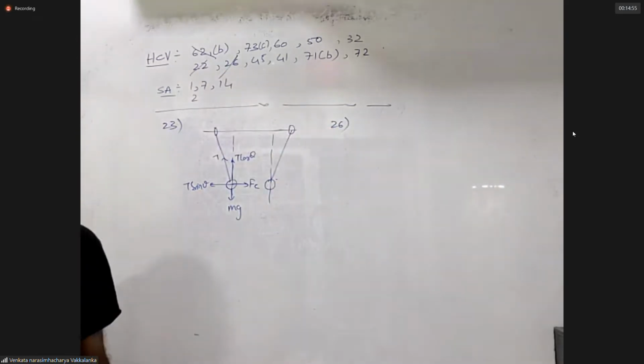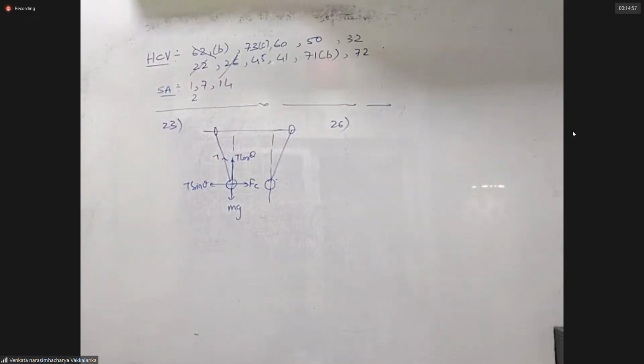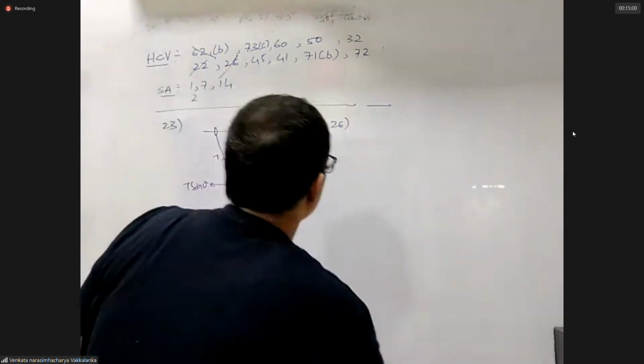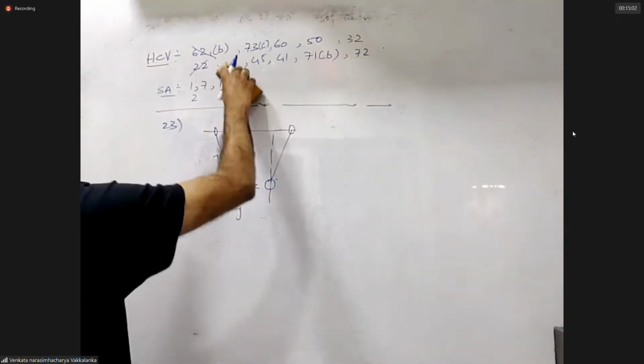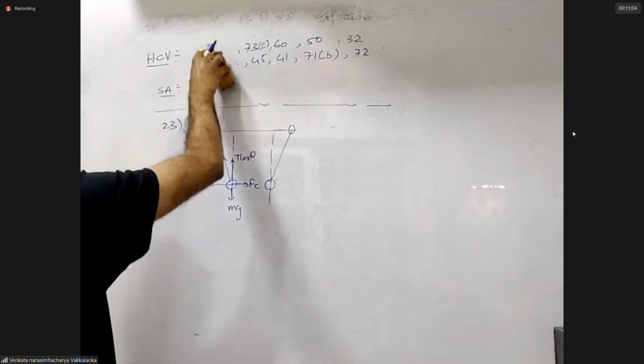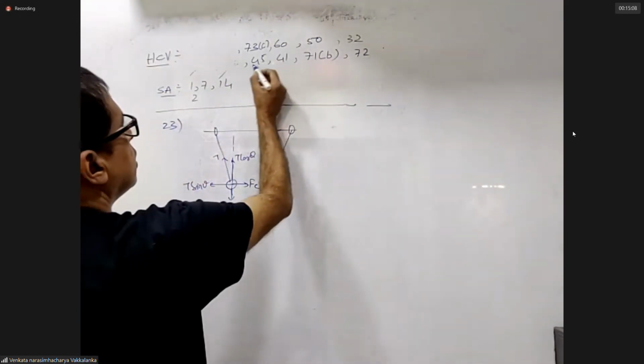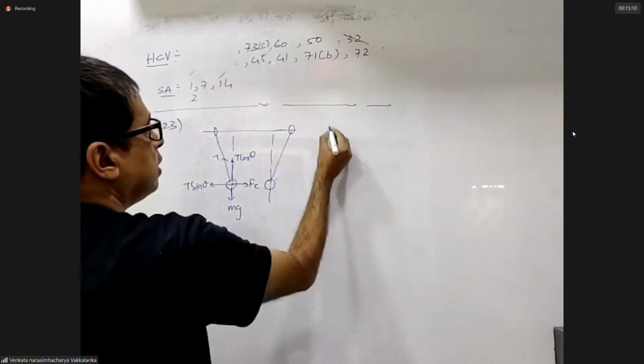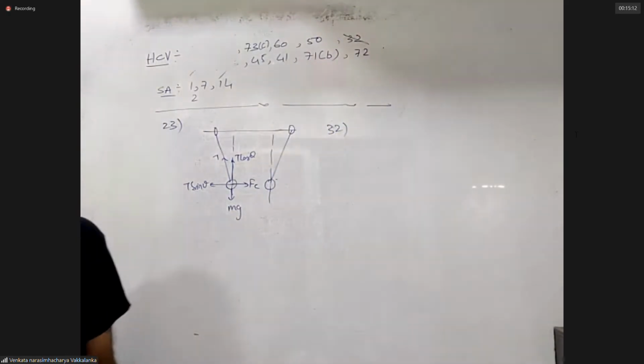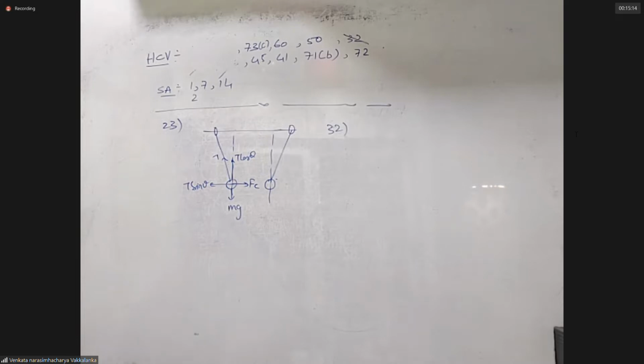26. We just now did this. Where do we stand? 32. Not fair.